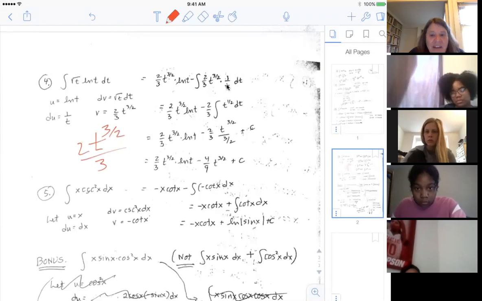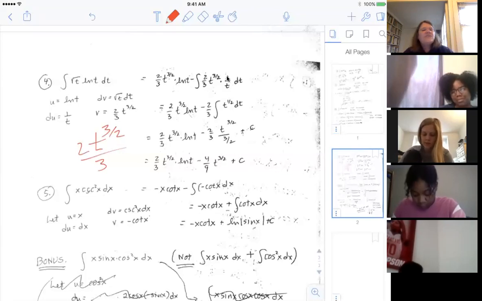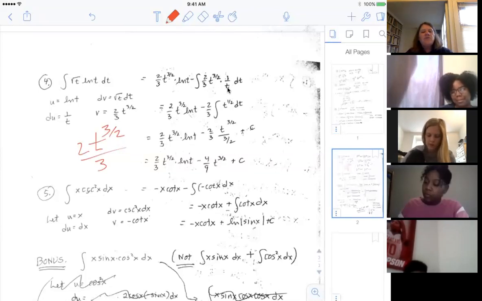That might look like a log if this had been added to that. But what you do is just simplify it. t to the 3/2 over t to the first is just t to the 1/2. And then that's easy to integrate. And you get a 4/9 there. Okay, that's not a log. You need to simplify before you start making those kind of decisions. Okay, everybody good so far? Like I said, this looked pretty good.